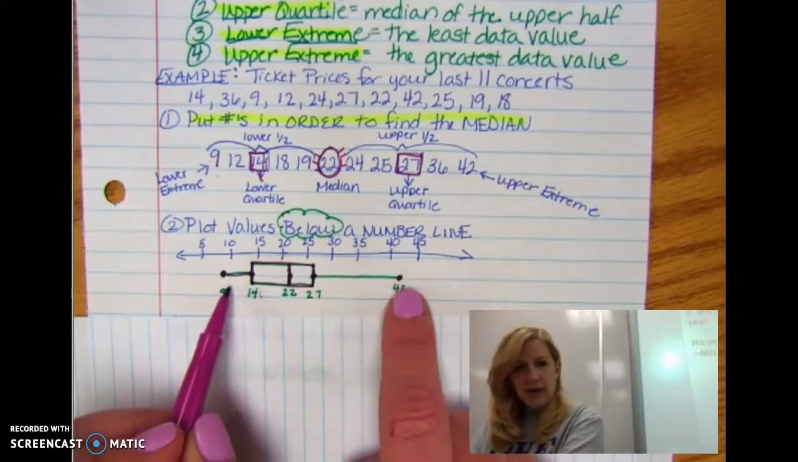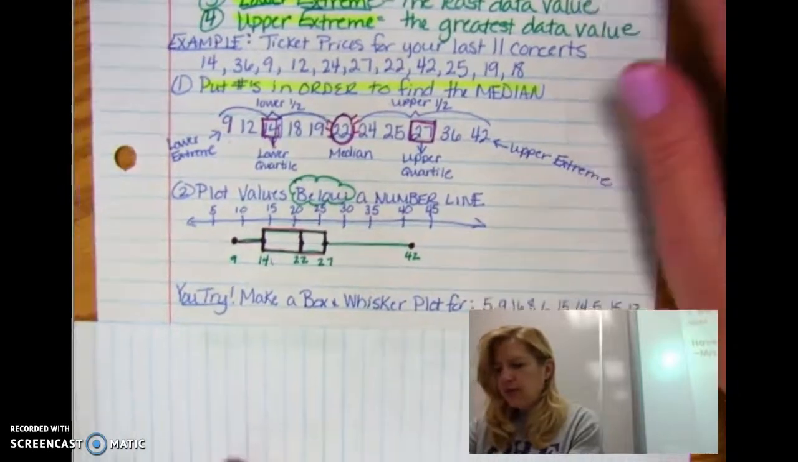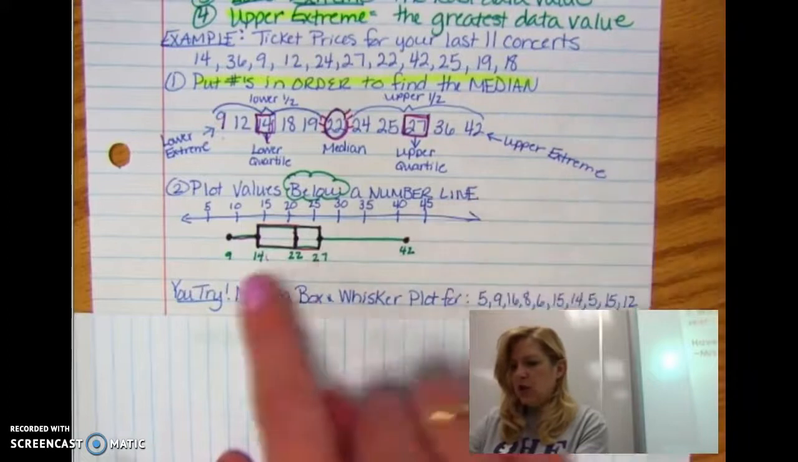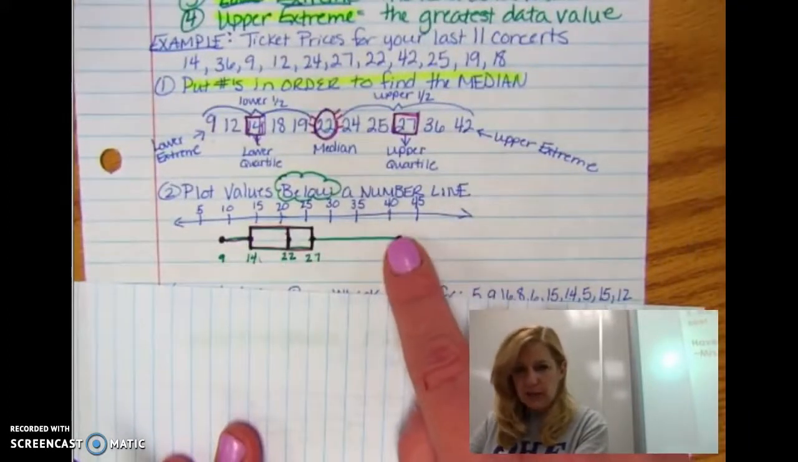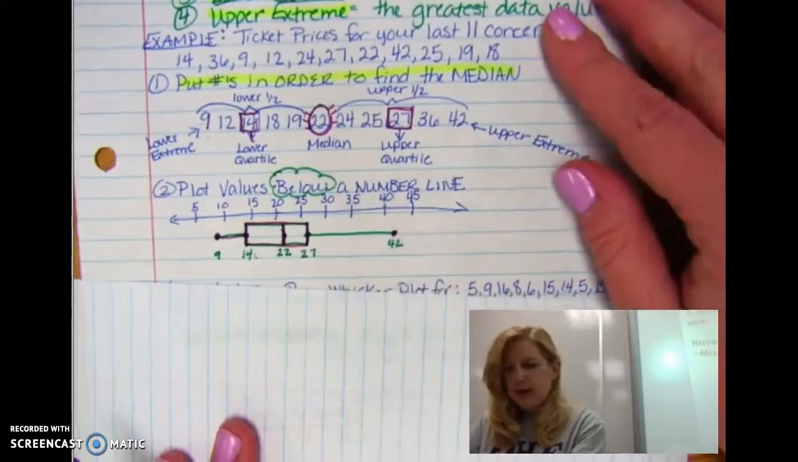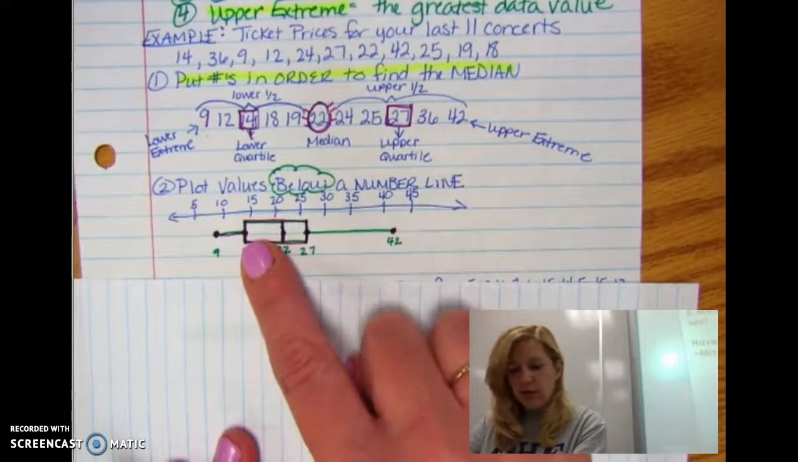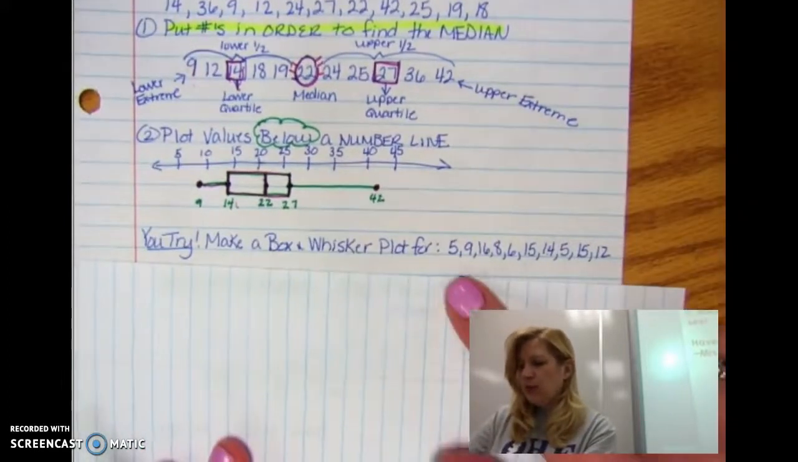And then the outliers are out here. The reason that we use this is because it shows how the data distributes. It shows the difference between the extremes and where the data falls, where the upper quarter falls and the lower quarter falls. So let's make a box and whisker plot.